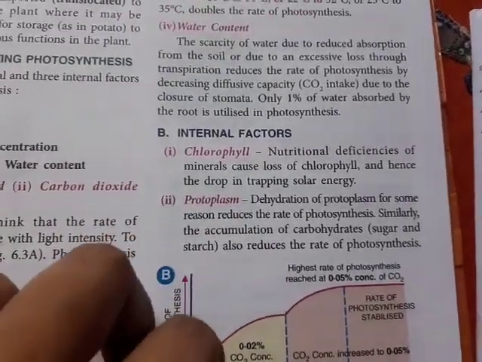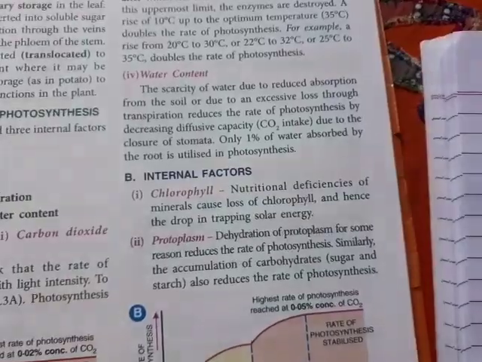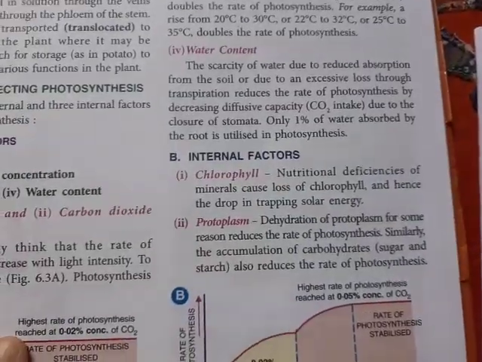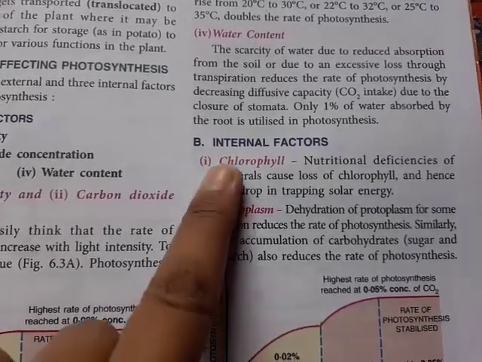Okay, then internal factors: one is chlorophyll, the second is protoplasm, and we'll see that the third one is nothing but the structure of leaf. So here we go. First of all, let's see chlorophyll.